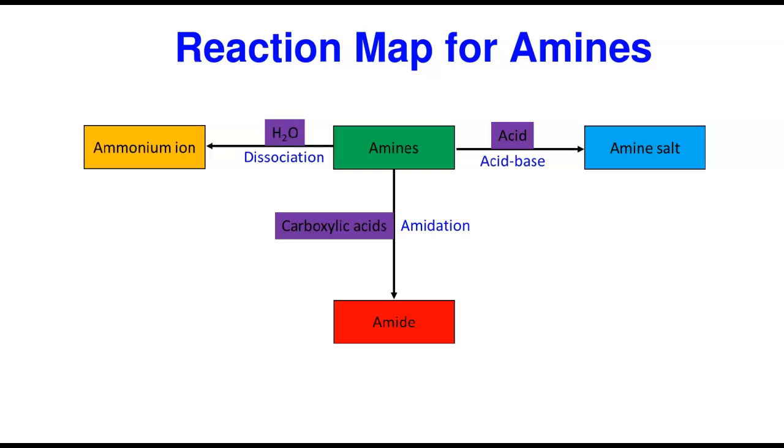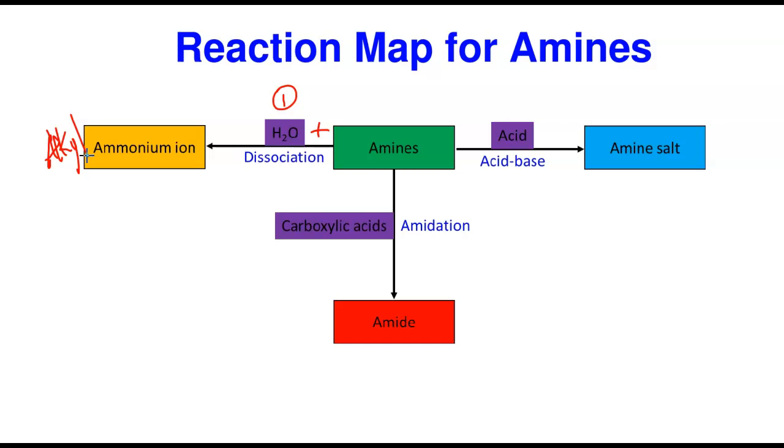Now, to summarize, as I've always done with all the reactions, we're going to end with a reaction map. In this reaction map, we're looking at the three reactions of amines. The first reaction is this one. In the first reaction, amines react with water molecules, which is a dissociation reaction, to form alkyl ammonium ion. Remember, if you say ammonium ion, that's okay, but it's usually alkyl ammonium ions.